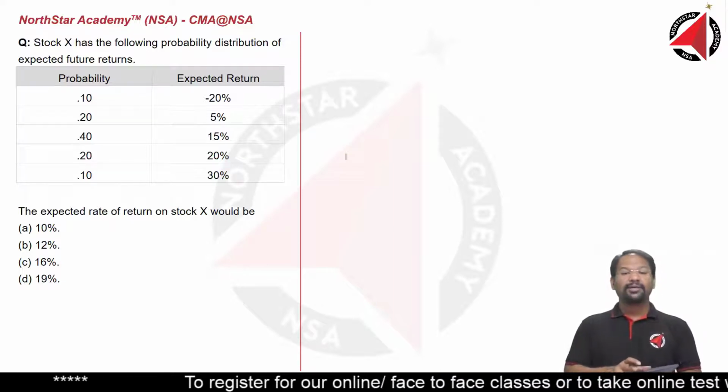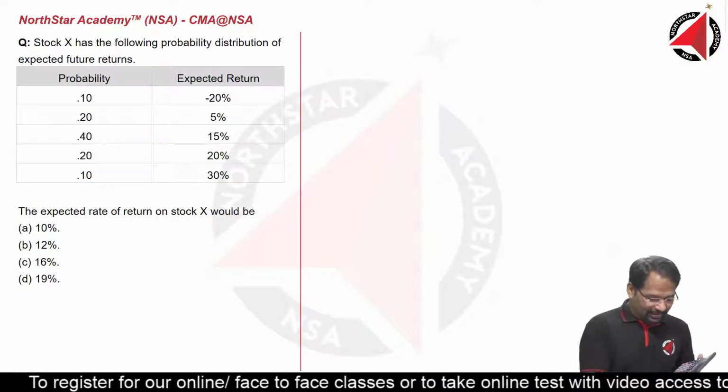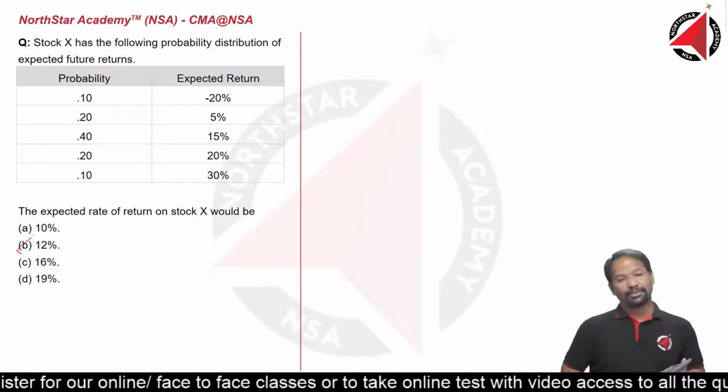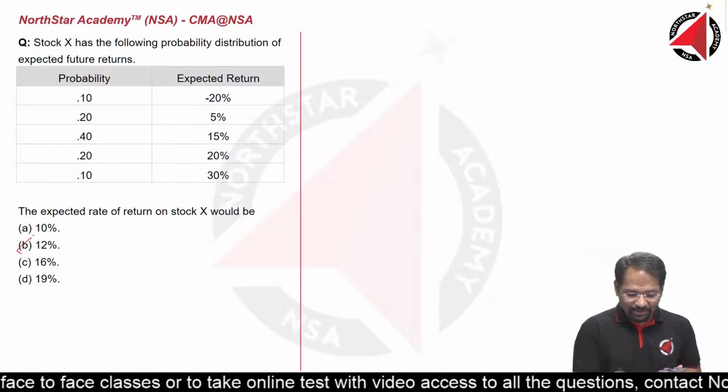Press GT, we get 12% or 12. So the correct answer is option B, 12%. If you have to present it in an answer, you can directly present it here only.